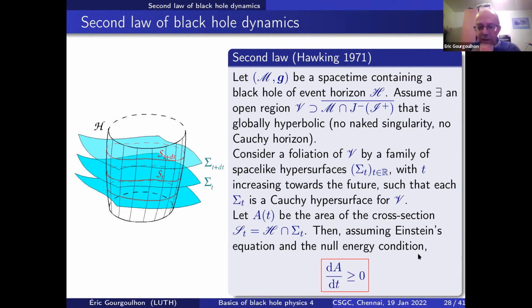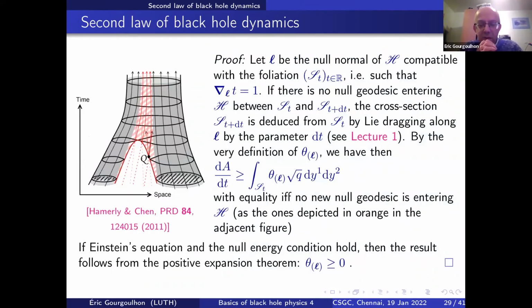And then what Hawking's theorem is saying is that if you move forward in time with T, this area can only either stay constant or increase. It means its derivative with respect to T has to be non-negative. So this is the second law. And now we're going to prove it, thanks to all the tools that we have obtained up to now.